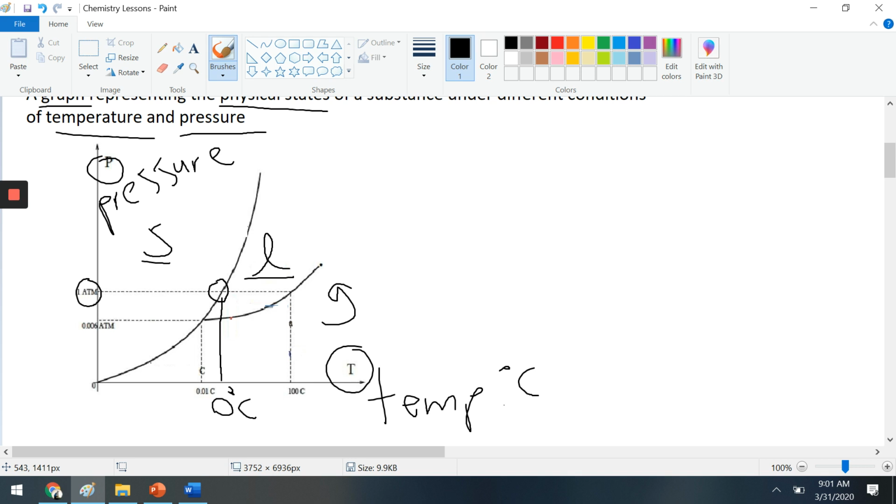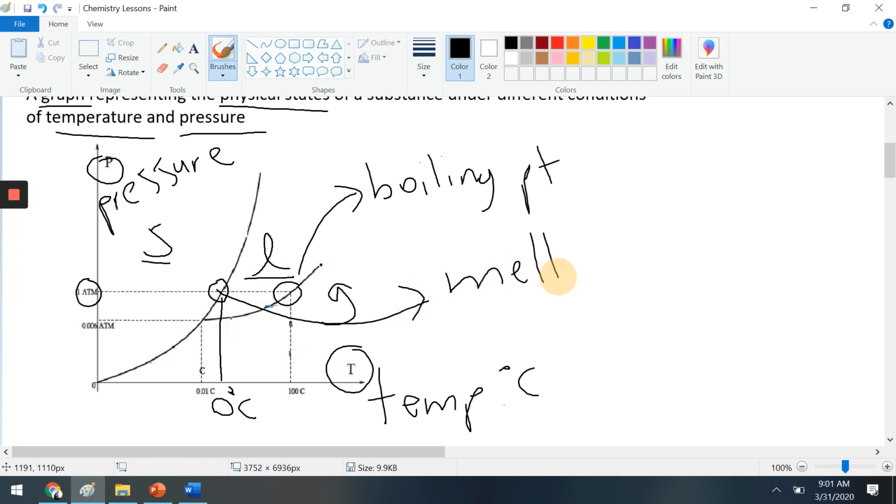So at 1 atm, where's the boiling point? It's going to be right over here. I'll write it for you. This is called your boiling point. Boiling point is going from liquid to gas. Once again, over here, this is called your melting point. Or if you want, you can call it the freezing point too.